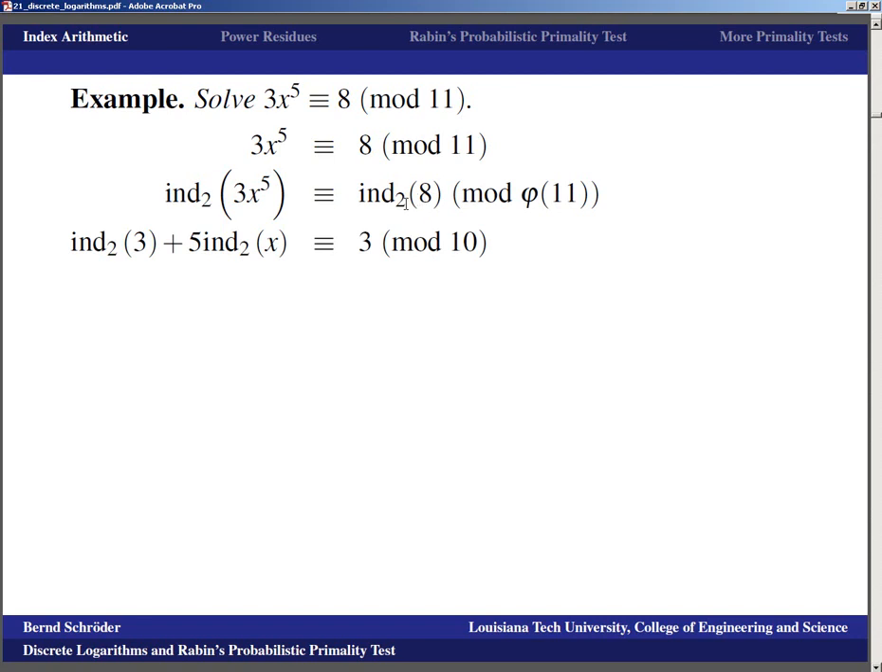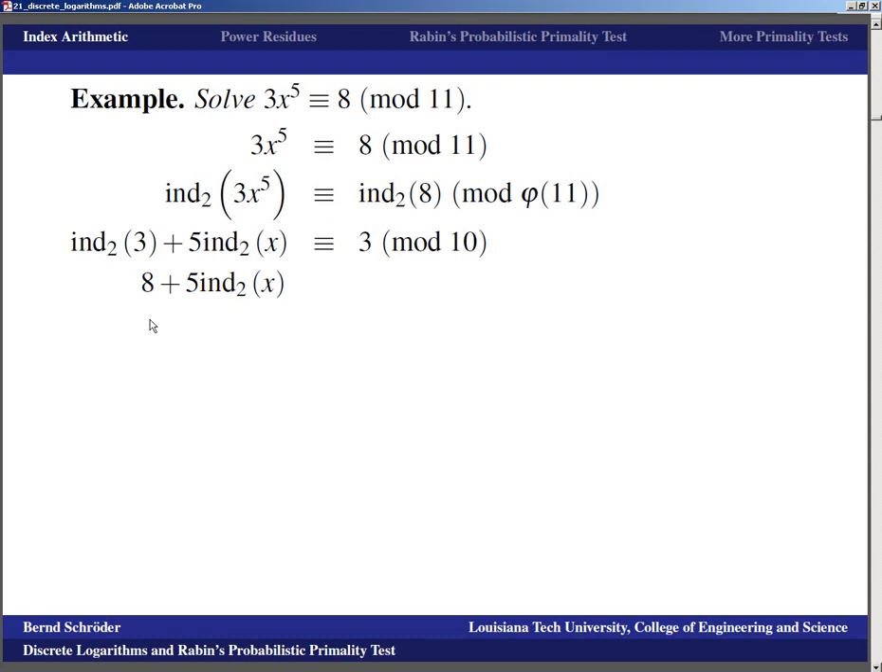The index of 8 to base 2 is 3 because 2 cubed is 8. And here we're using the index laws, logarithm laws. So this is the index of 3 plus 5 times the index of x. And well, the index of 3 to base 2 apparently is 8. So that is a slightly uglier computation. Let's count that through. 2 times 2 is 4, times 2 is 8, times 2 is 16, which is 5 modulo 11, because the index is still computed modulo 11. So we end up with 5.